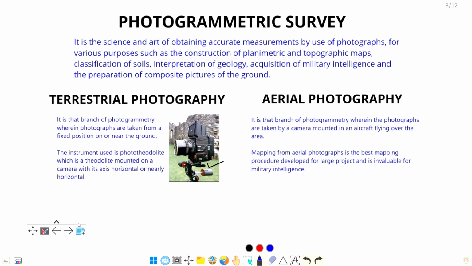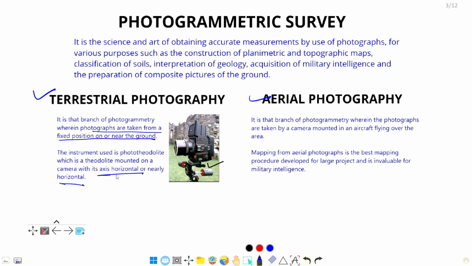So in this way, photogrammetric survey is classified into two subcategories, that is terrestrial survey and aerial survey. Terrestrial survey is that survey in which photographs are taken from a fixed position on or near the ground. Cameras are mounted over tripod stands, or phototheodolites, meaning a theodolite mounted with a camera, are used with the axis horizontal or near horizontal, and keep on capturing photographs.